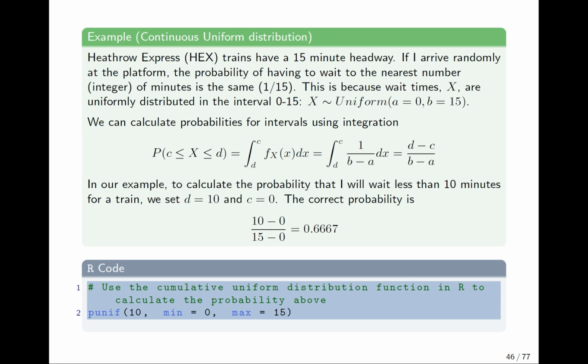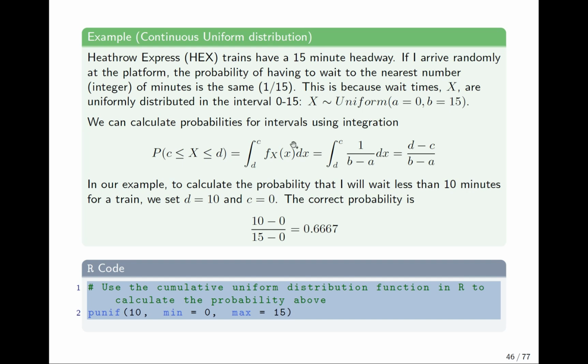So I've got an example here. Heathrow Express trains have a 15-minute headway. That means when one leaves, the next train will arrive 15 minutes later. If I arrive randomly at the platform, the probability of having to wait to the nearest number of minutes is the same. It's always 1 over 15. And this is because wait times are uniformly distributed in that interval.